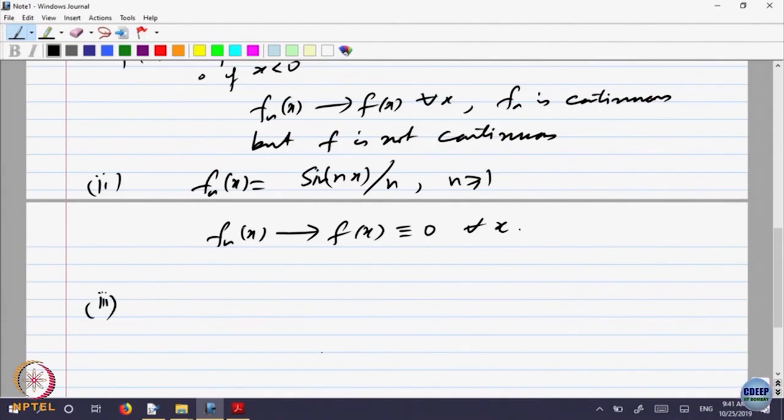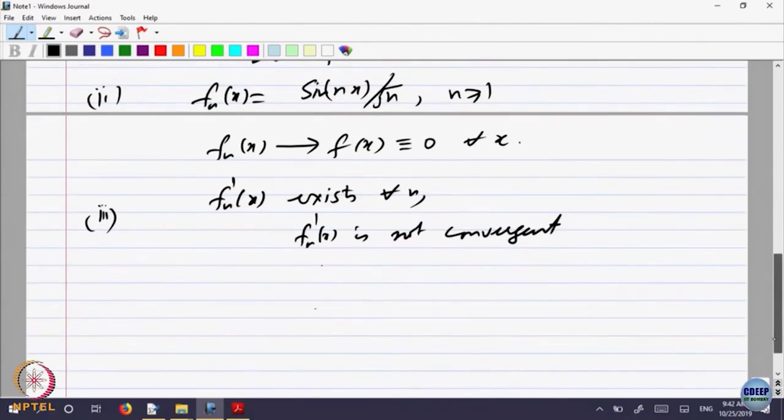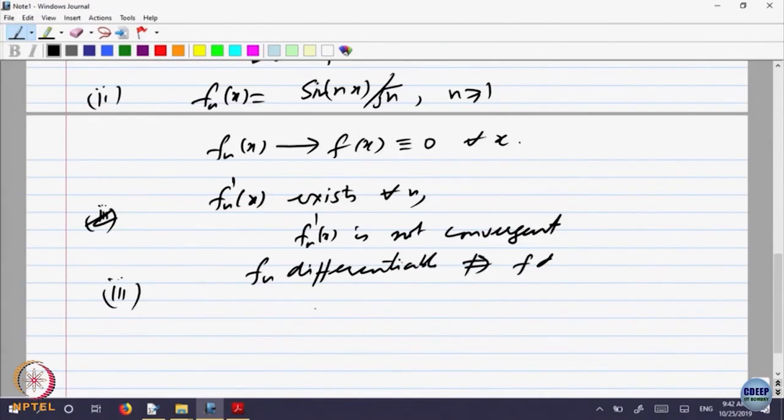And third, this example was particularly saying that fn'(x) exists for every n but fn'(x) is not convergent. Oh, okay. I think I need to change that: if you want it not convergent, let us put square root of n here. And then the derivative will be square root of n into cos(nx), which will not be convergent. Okay. I'm just repeating the examples that we had done last time. So that essentially says that fn differentiable need not imply f differentiable.